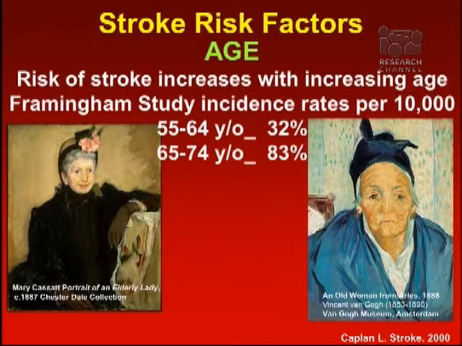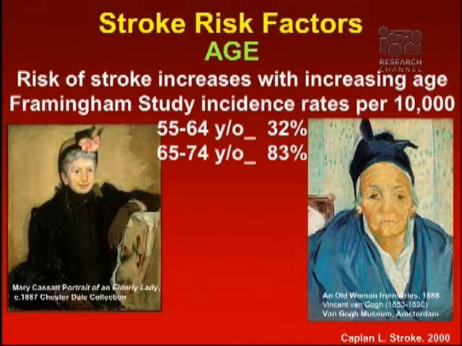So in regards to age, the risk of stroke increases with increasing age. The Framingham study was a study done in the northeastern part of the United States many years ago, and they noted increasing incidence rates per 10,000 people, starting from the mid-50s to mid-60s. When you jump from mid-60s to mid-70s, this practically doubled. Just an example of, unfortunately, age increases our risk of stroke.